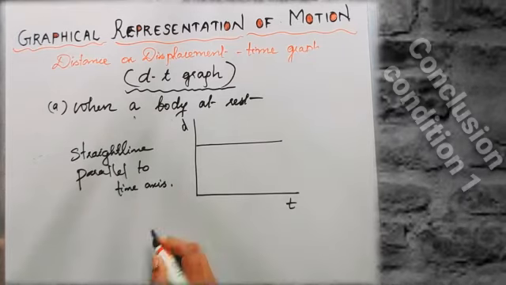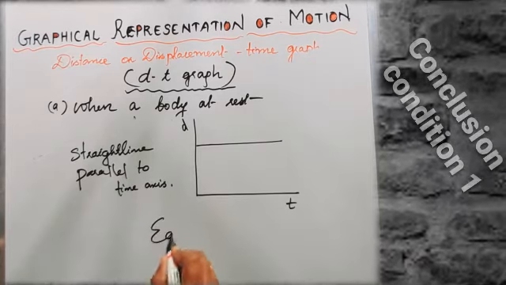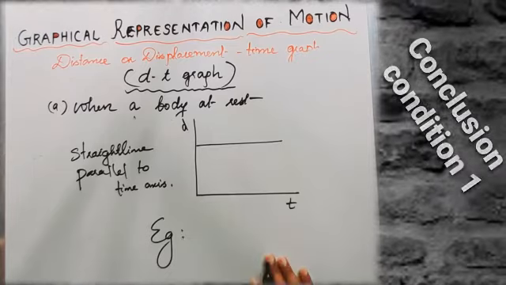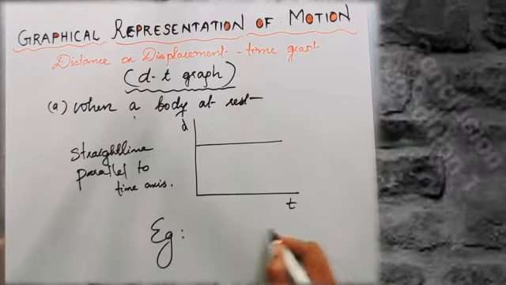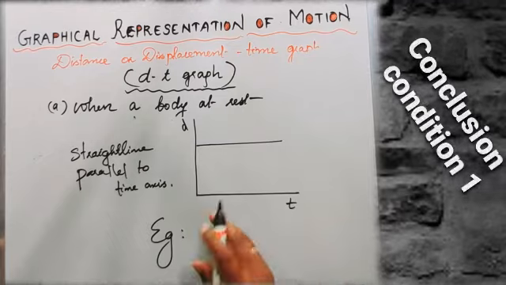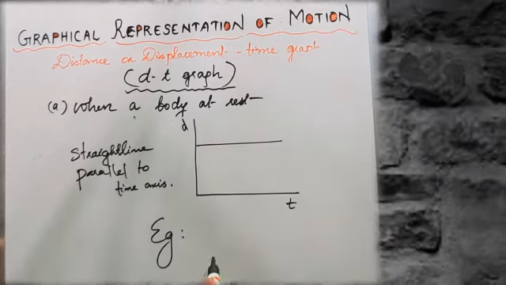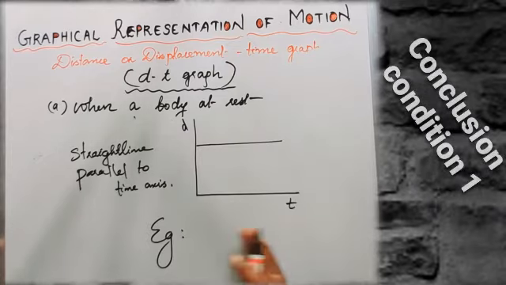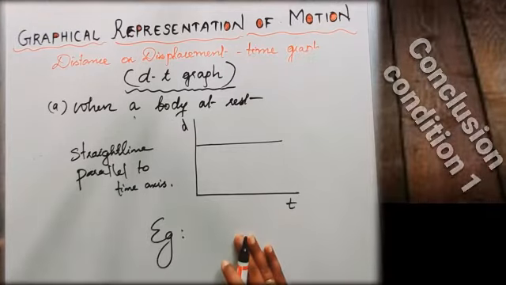If you want, you can also include the example. The example I explained, 10 meter at 0 second, 10 meter in 1 second. If you want, include that also in your note for understanding. Okay.